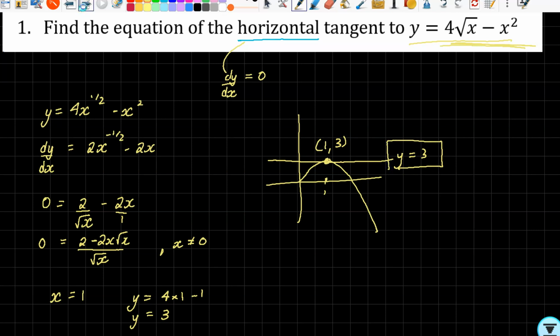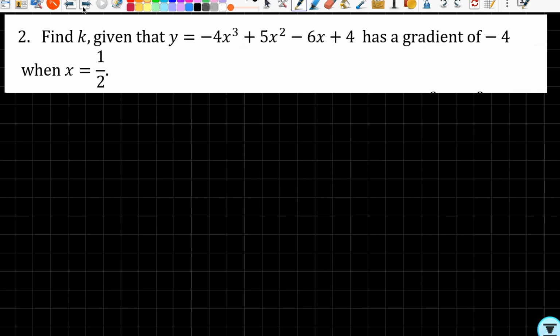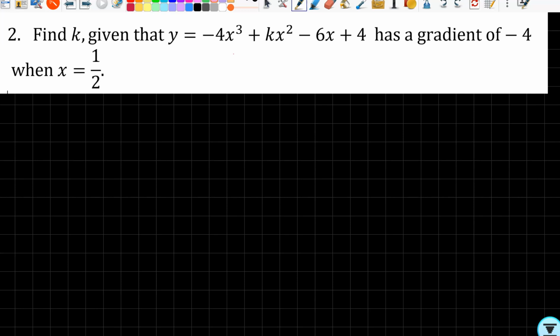Okay, onward and upward. Have a read of that, see what you're going to do. So, oops, I said oops because when I was making this question, you make them by putting the numbers in, then you whack the k in.